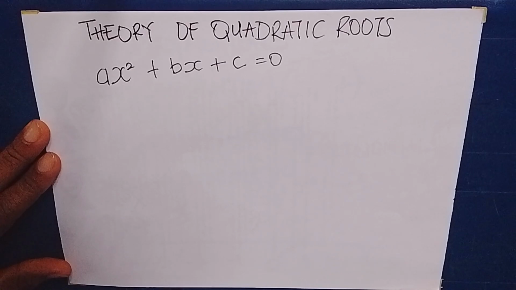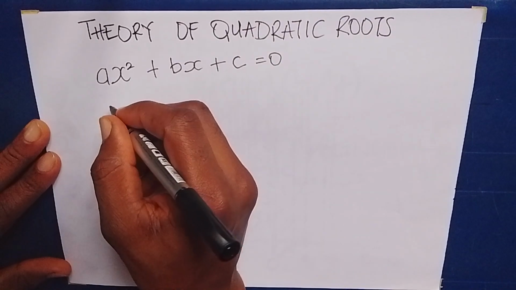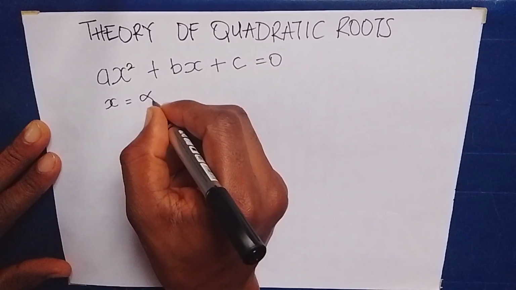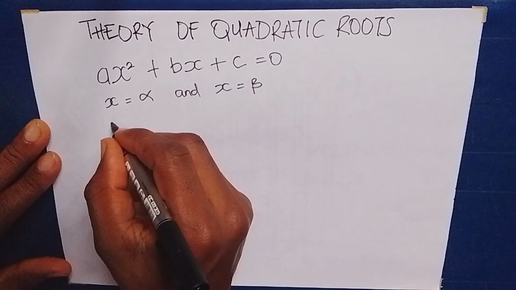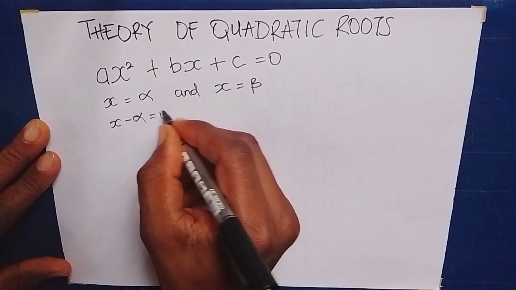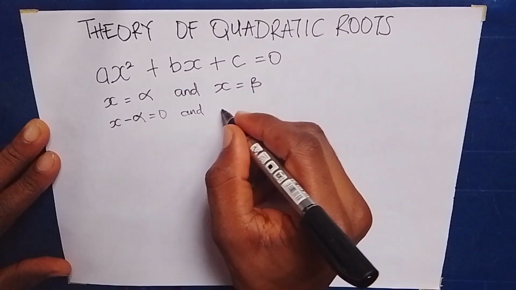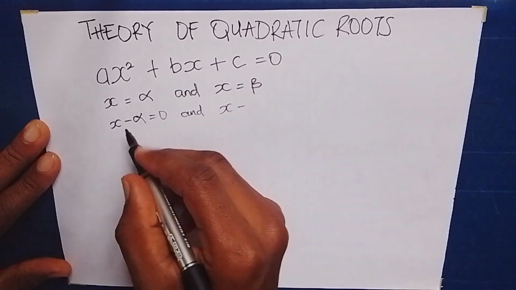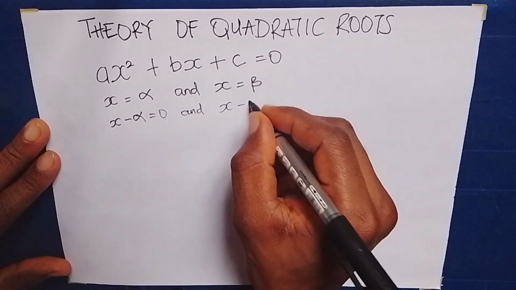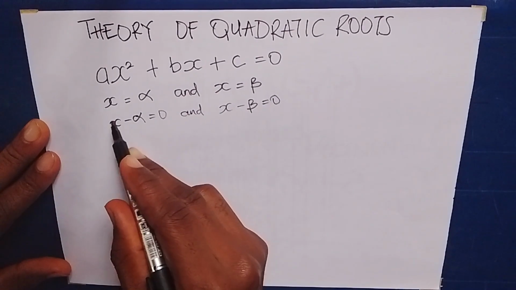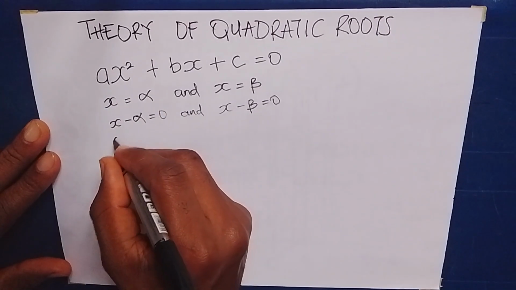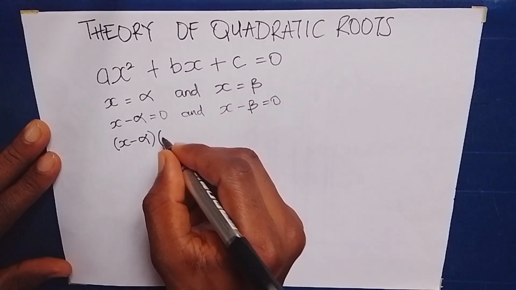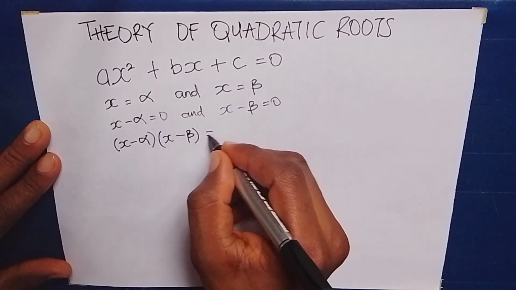Now, if the standard quadratic equation ax squared plus bx plus c has roots alpha and beta, that is x is equal to alpha and x is equal to beta, from this we can deduce that x minus alpha equals 0 and x minus beta is equal to 0. Now, in finding the product of these two, we will have the quadratic equation back. That's x minus alpha, x minus beta equals 0.